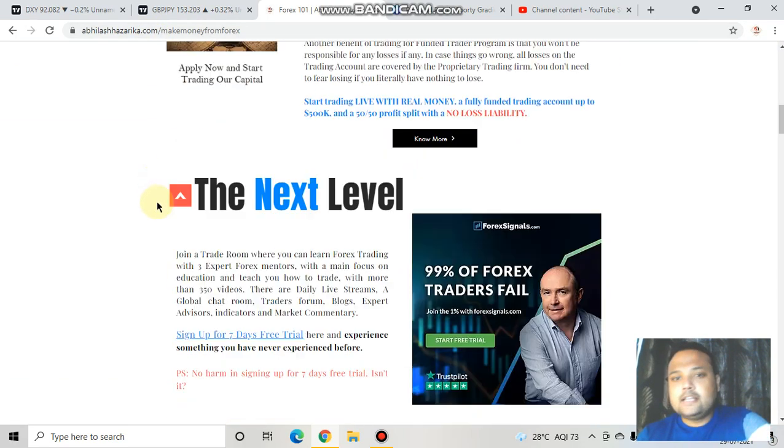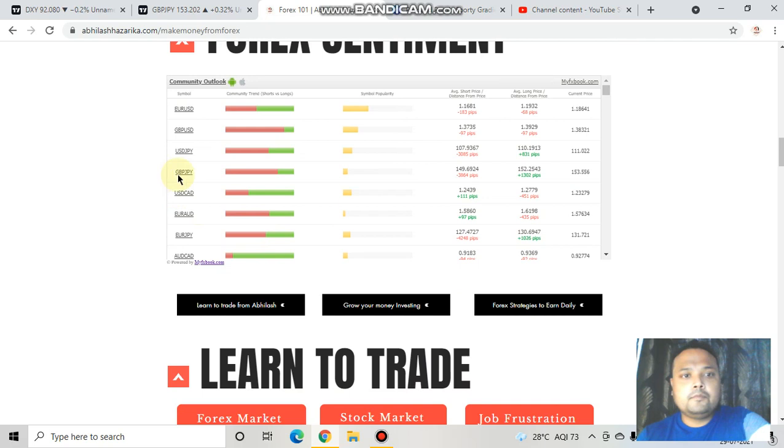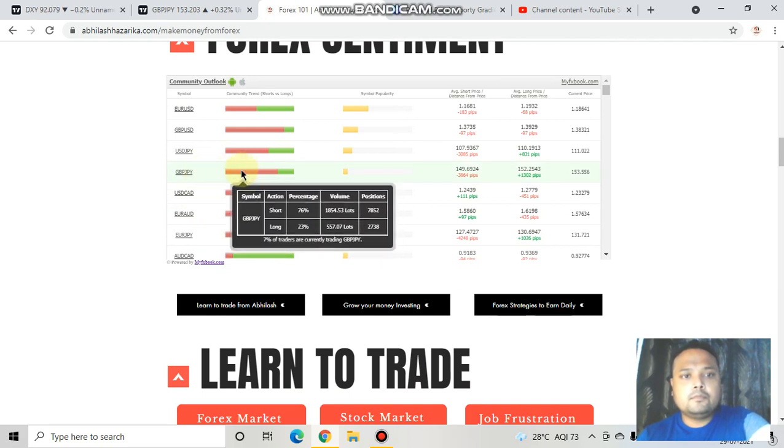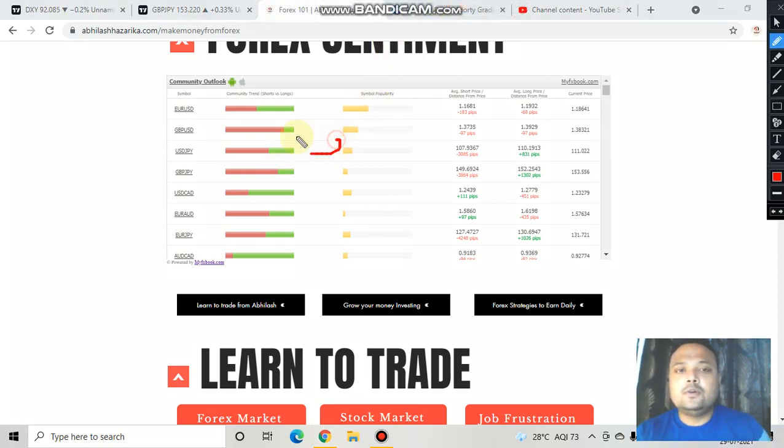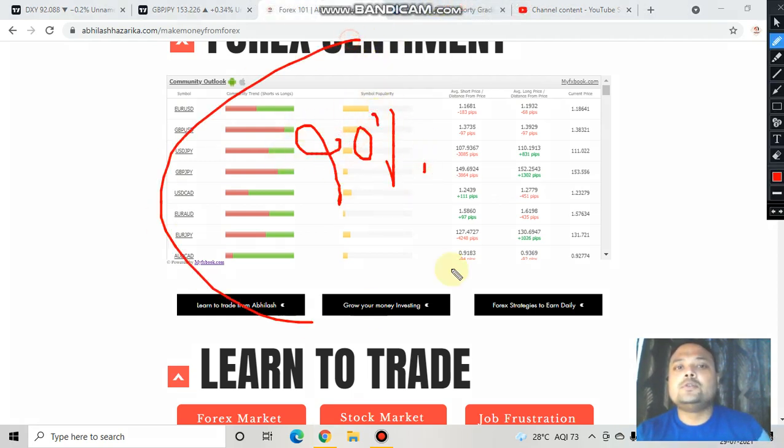In the forex sentiment meter, you can see that 76% of retail traders have taken a short position, which means they are thinking that the market will be going down, whereas 23% of retail traders have taken a long position. And as we all know, 90% of retail traders lose money.